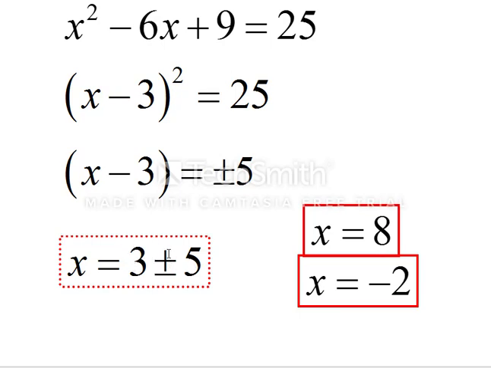We will use the plus sign first and then the negative sign. If we use the plus sign, the answer will be 3 plus 5, which is 8. Next we will use the minus sign. So 3 minus 5 will become minus 2. So these are our two roots of the quadratic equation.